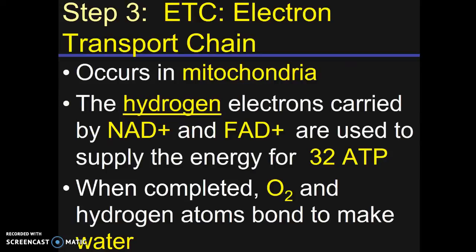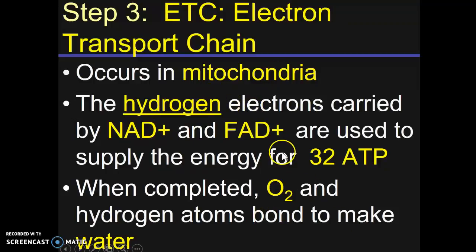Which brings us to our last step, still in the mitochondria. For short, we call it ETC. The electron transport chain is its official name. So the hydrogen electrons that were carried by NAD and FAD are used to supply the energy for 32 ATP. So that's where we're getting the bulk of our ATP. Now if we add the 2 from glycolysis and the 2 from Krebs, we now have a total of 36 ATP. So that's kind of a lot for one glucose molecule, and that's how many we want to get.